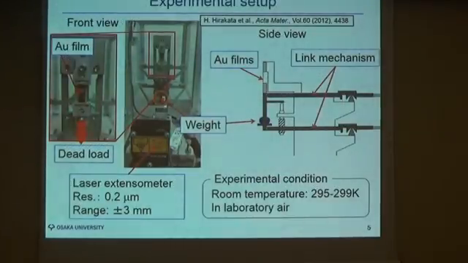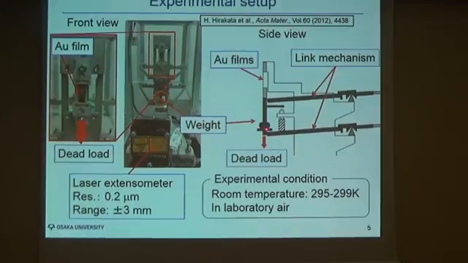This slide shows the experimental setup for creep testing of thin films, which we developed previously. This is a front view photograph, and this is a schematic of the side view. This apparatus can apply dead load using a weight here on the film specimen, like a ring mechanism. This ring mechanism moves like this, and we can apply dead load effectively to the thin films. The mechanism limits the loading direction to the downward direction.